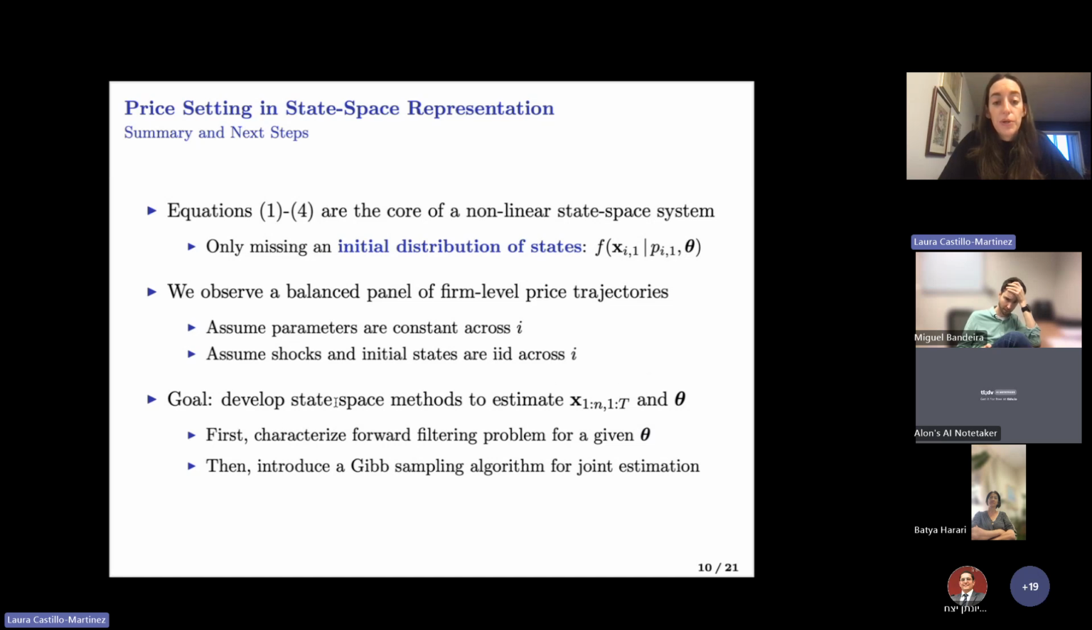So we're going to go Bayesian here, and we're going to introduce this forward filtering step as part of a Gibbs sampling algorithm where we're jointly estimating the latent states with the parameters. It'll be clear in a second, but we're going to do it in two steps for expositional purposes. These two things are going to be done simultaneously, and we're just going to be alternating one and the other.